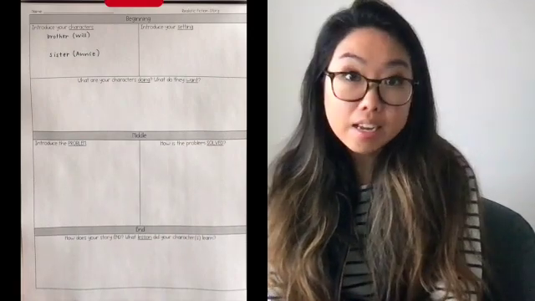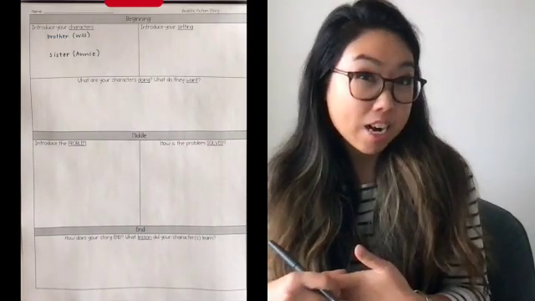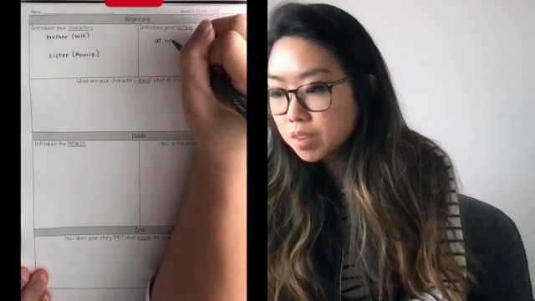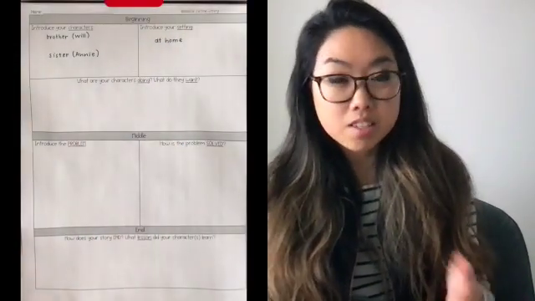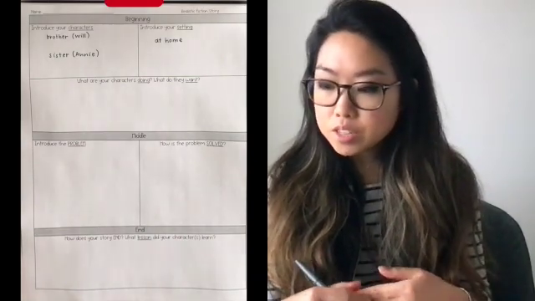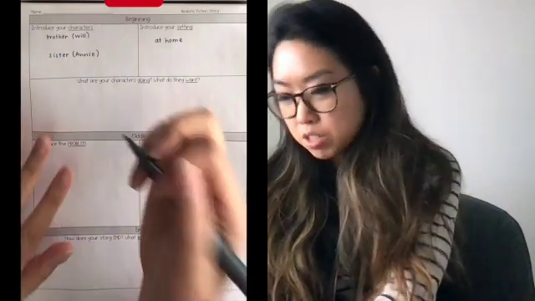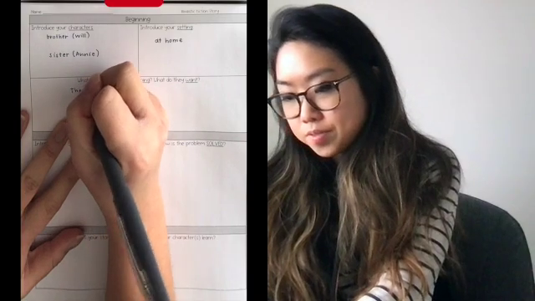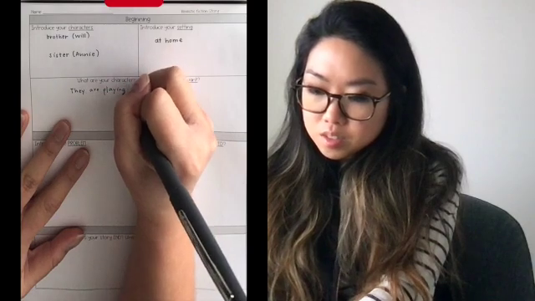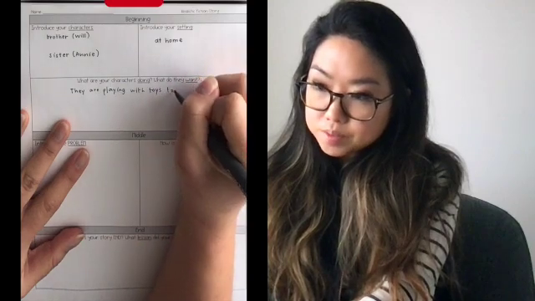I think my setting, remember the setting is where your story is going to take place, is going to be at their house. So I'm going to write at home, because I know that's a place that a lot of brothers and sisters have problems at, where they need to solve them. What are they doing? I think they're going to be playing together. I think they're going to be playing with toys. They are playing with toys together.